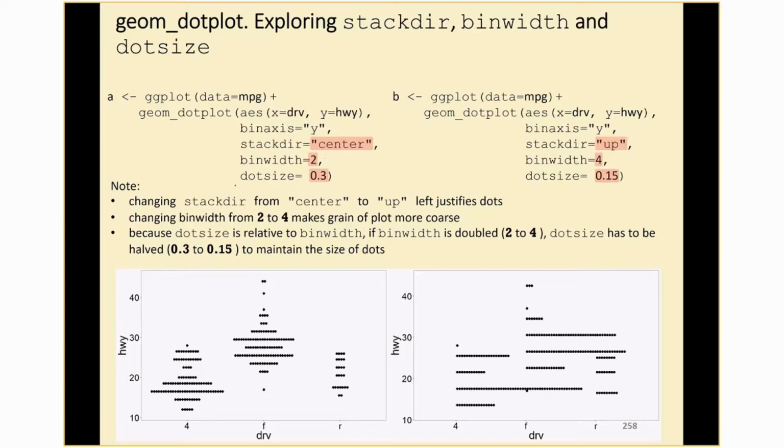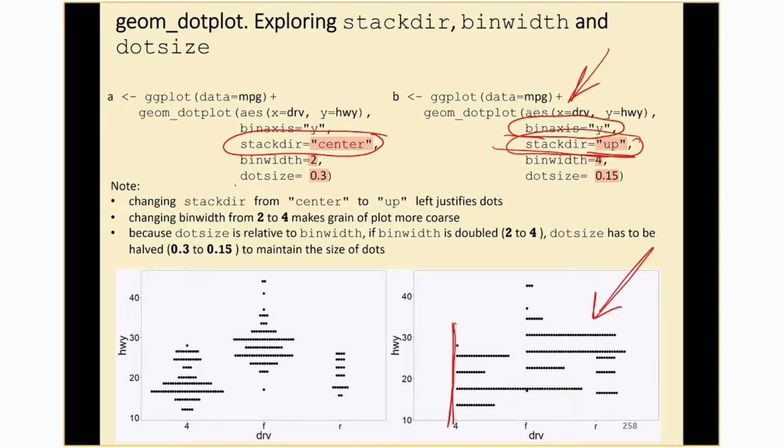So I've made some modifications in this code to produce this plot. Bin axis is equal to y. I can't think of any reason why I would want to change it. Typically, I do use stack direction equals center. You might want to think about stack direction equals up. I don't particularly care for it. What stack direction equals up does is it left justifies the cluster of points. So the cluster of points here is left justified here, left justified here. In this particular case, I don't find it very attractive.